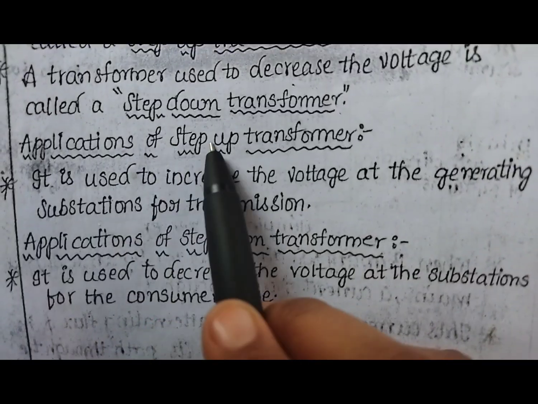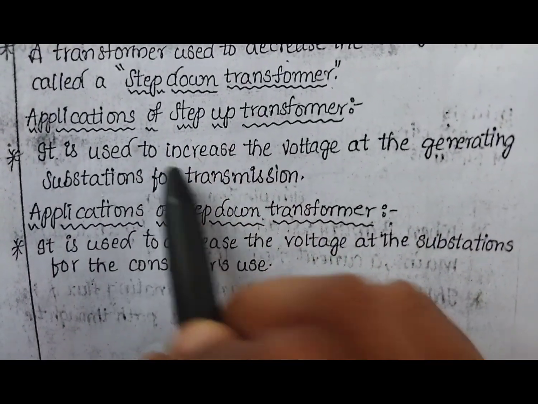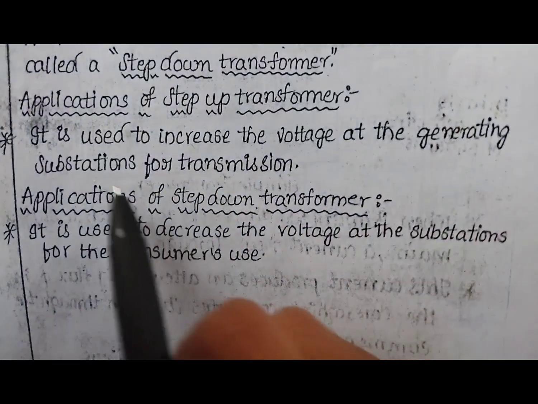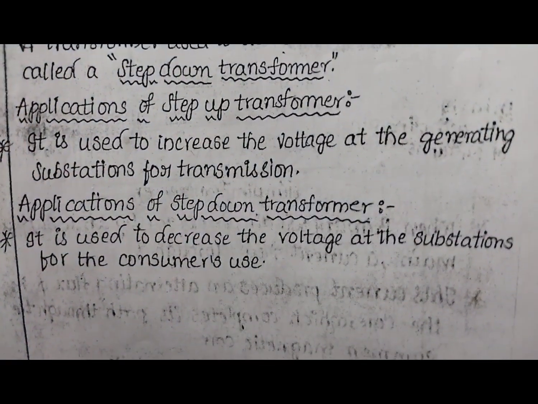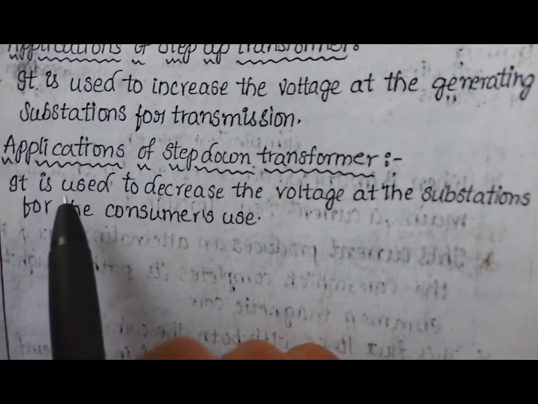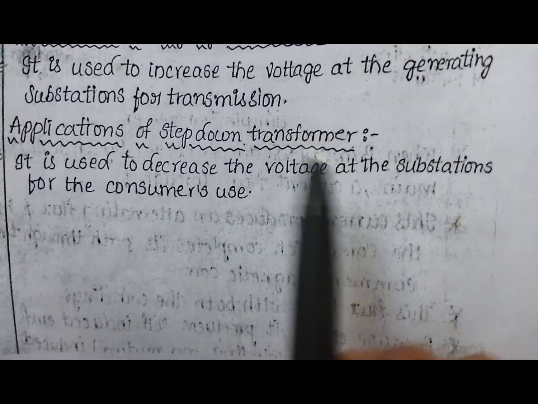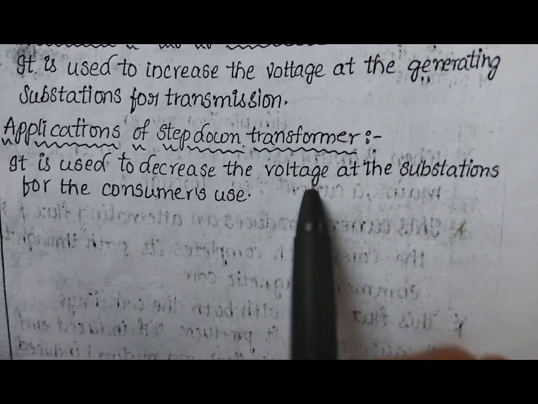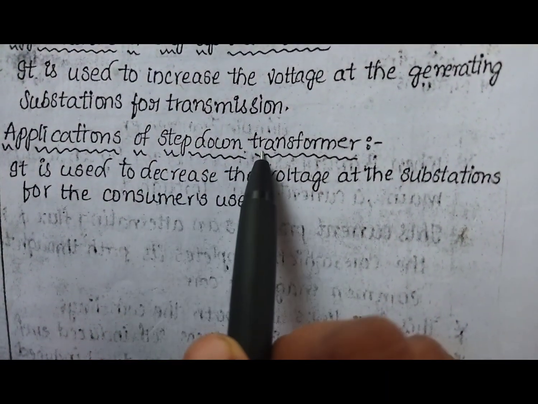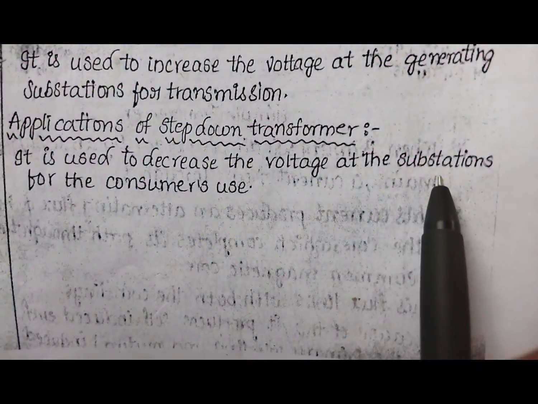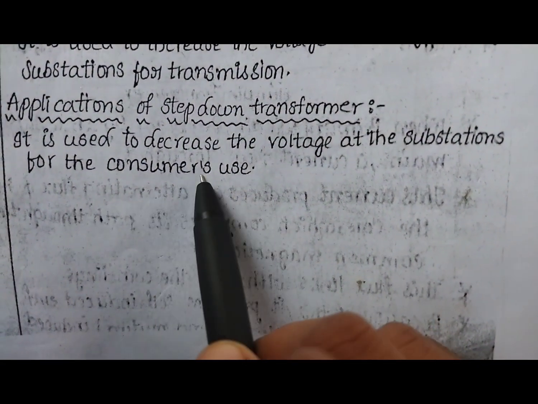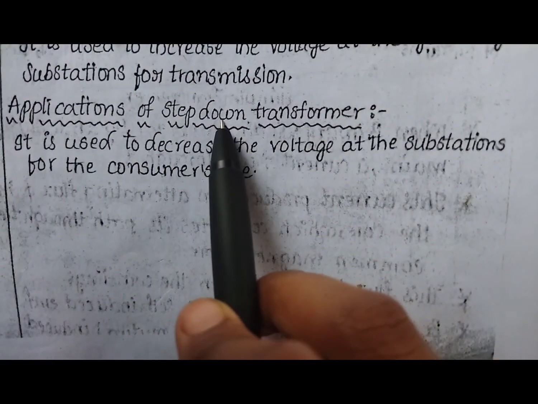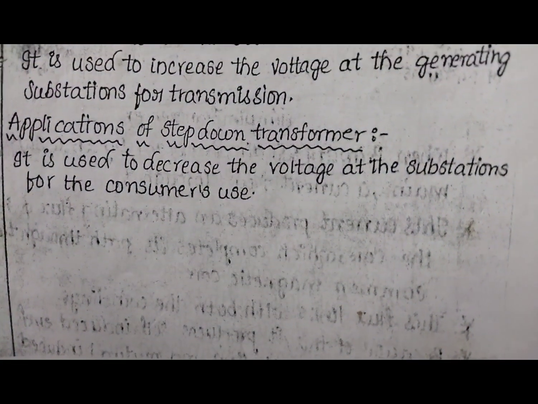Now the application of step up transformer. It is used to increase the voltage at generating substations for transmission. This is the purpose application. Now step down transformer application. It is used to decrease the voltage, as the name implies, at the substations for the consumer's use. How the consumer wants it, it is applicable for that purpose.